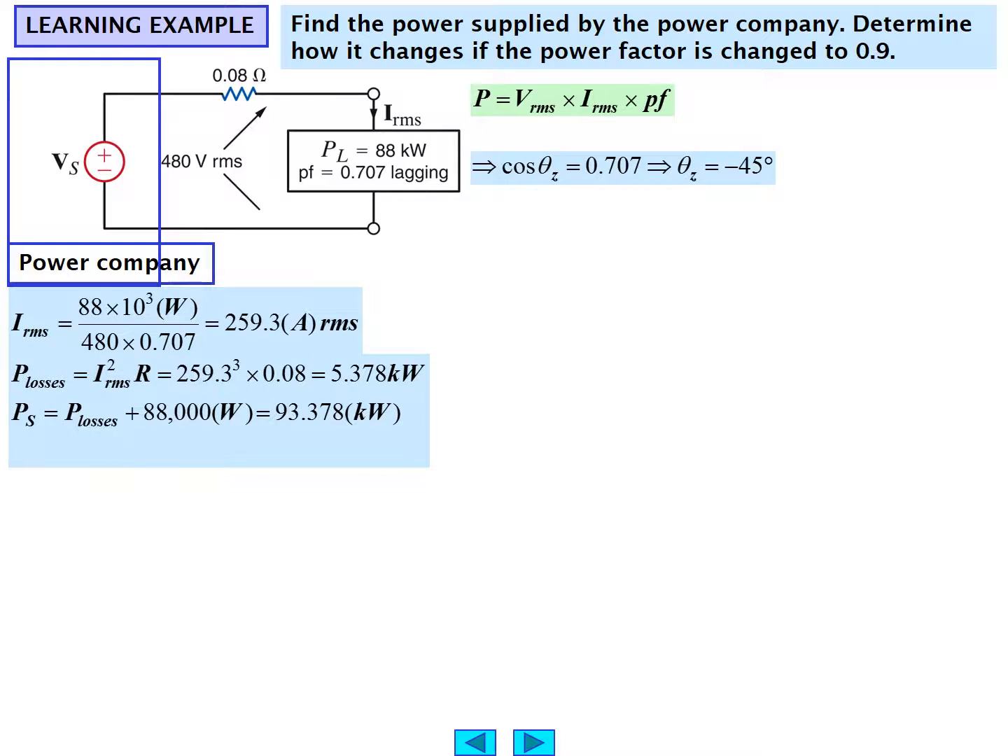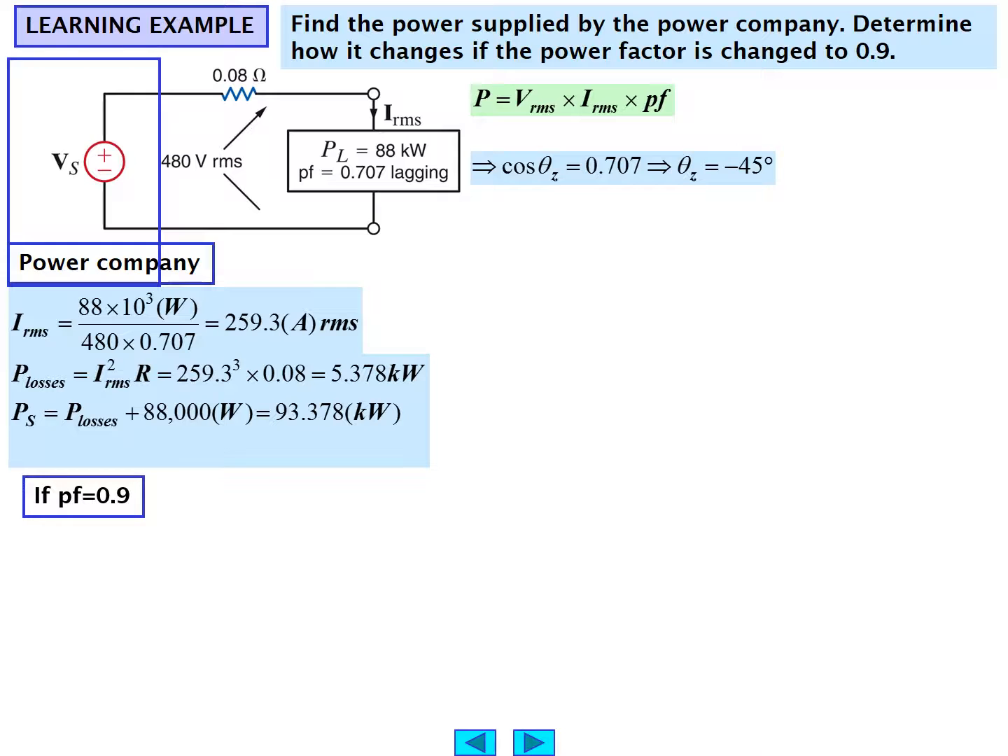The power losses then in the load are IRMS squared times R. And in this case, because of the distribution load, it's 0.08 ohms. So that's a typo. It should be 259.3 squared times 0.08, which is 5.378 kilowatts. The power from the source then includes these losses, plus the load consumption of 88,000 watts, for a total of 93.378 kilowatts.